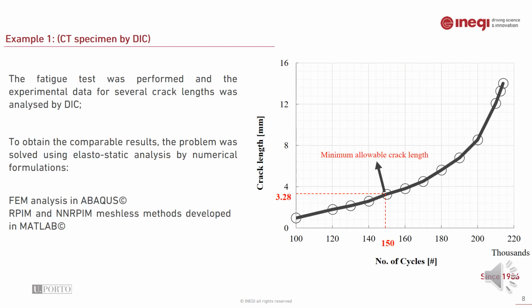So the fatigue test was performed, and the crack lengths in terms of the number of fatigue cycles are shown in this diagram. The minimum allowable crack length according to the standard for this specimen is 3. In this study 3.28 was considered, which is related to the 150,000 cycles. The problem was analyzed by the finite element method in Abaqus and meshless methods developed in MATLAB.